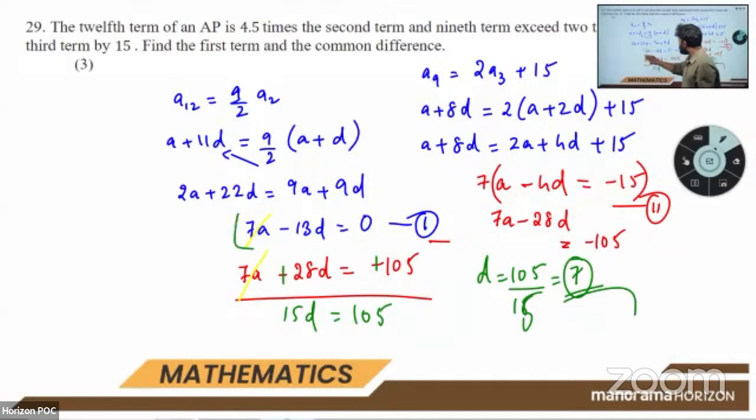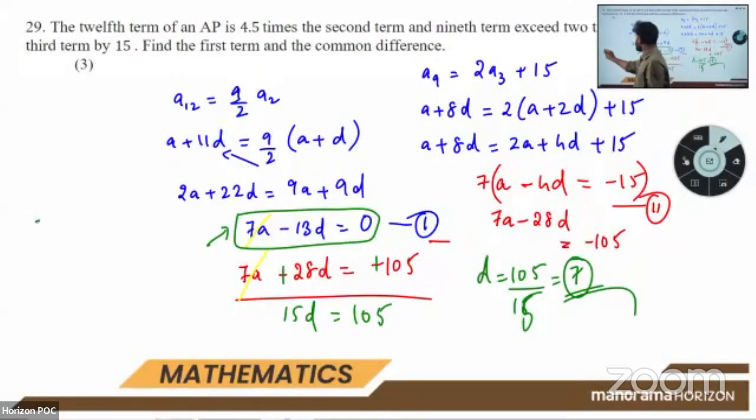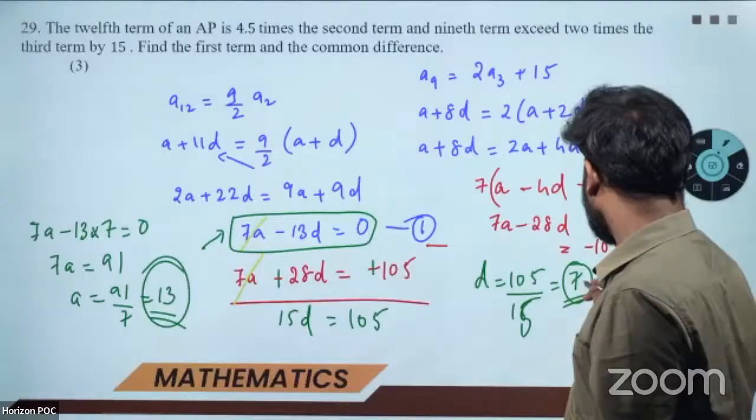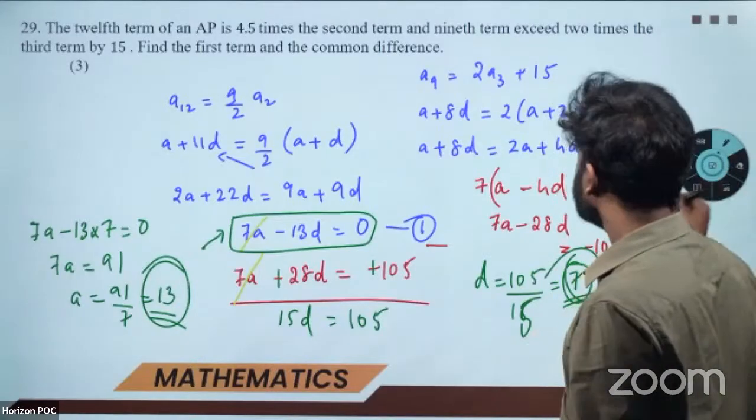Now I need to find out the first term. So put that common difference here in this first equation. So 7A minus 13 into 7 is equal to 0, or 7A is equal to 13 into 7, which is 91. Or A is equal to 91 by 7, that is equal to 13. Clear? So what is the value of A? The first term, 13. So A is 13. The common difference D is how much? 7. Clear? Simple, easy question.